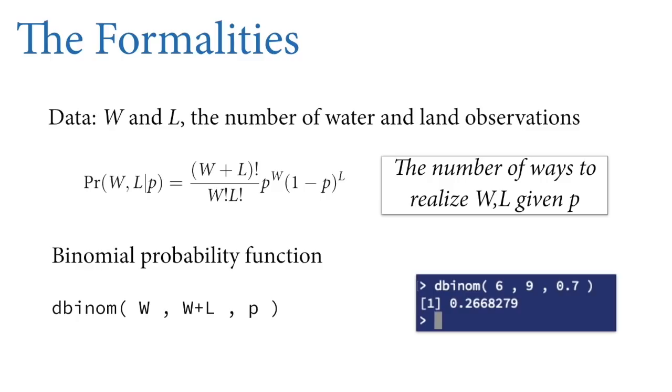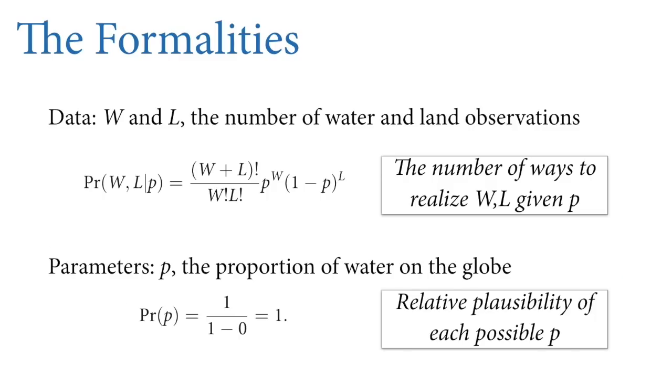In R, it's called dbinom, the binomial density, and I'm showing you some code at the bottom for how to get the answer for 6 water out of 9 total tosses, assuming that the globe is covered in 70% water. And then you get this number, which is a probability, the relative number of ways that 6 out of 9 could happen, assuming 0.7. For that to be meaningful, you have to consider other values other than 0.7, right? And that's how we get a posterior distribution.